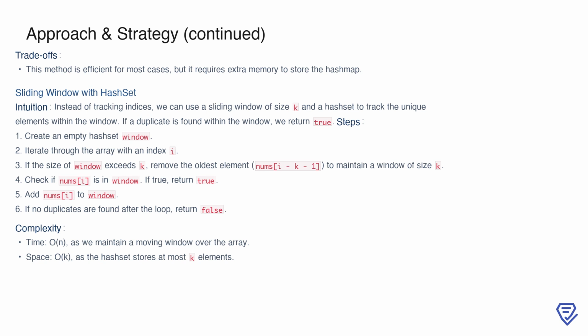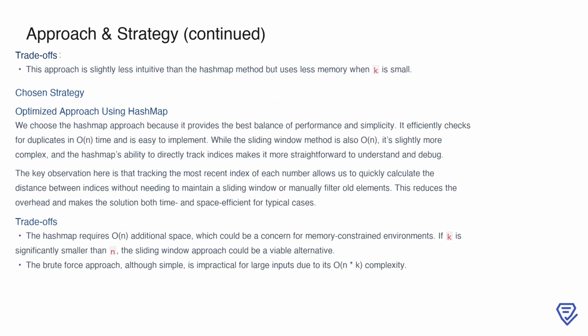This approach also has a time complexity of O(n), as we process each element once, but it reduces space usage to O(k), which can be advantageous when k is much smaller than n. While both the hash map and sliding window approaches are efficient, they come with their own trade-offs. The hash map method is straightforward and easy to implement, as it directly tracks the indices and avoids manually managing a sliding window. This makes it a good choice for most scenarios.